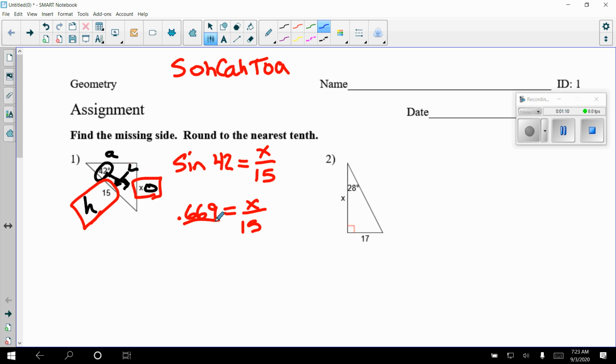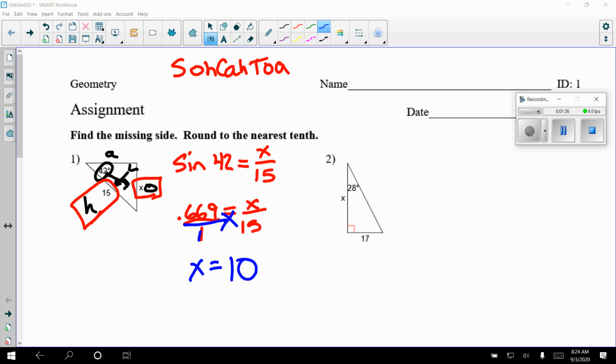Okay, now I make a ratio, and I cross multiply. X is on top, so I get x equals, and I do 0.669 times 15, and I get 10. Right, so the answer to that one is x equals 10. And that was with sine because of opposite and hypotenuse.